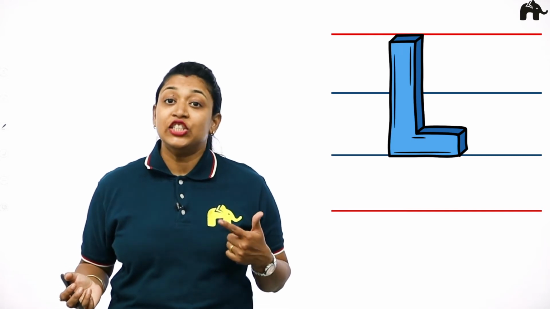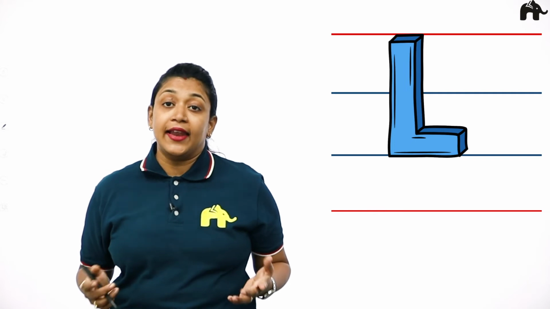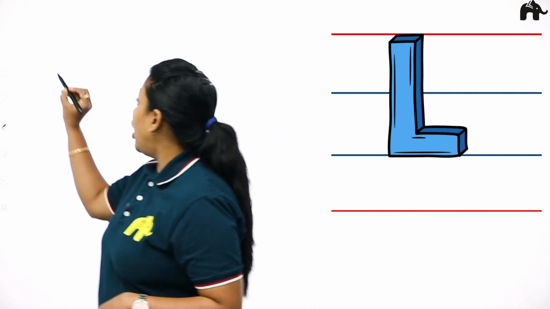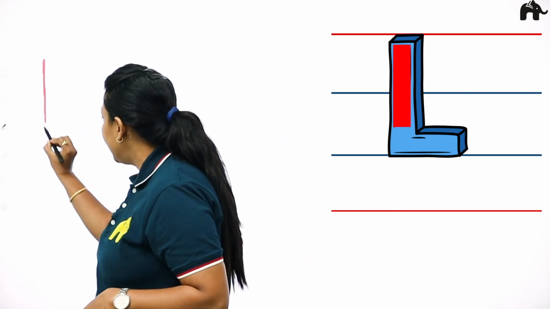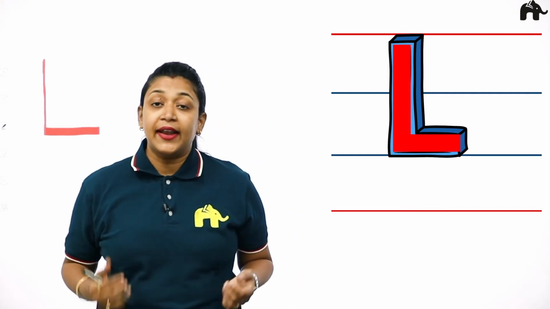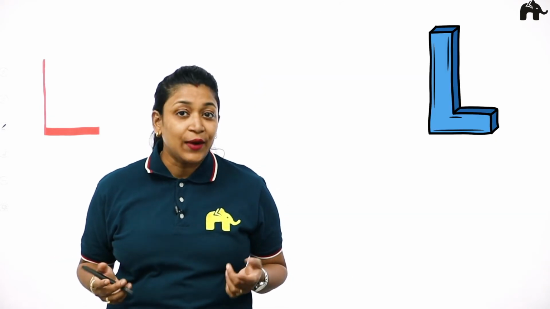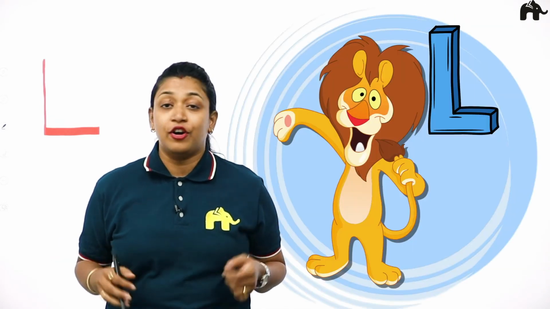Come to our next letter. Letter L. Yes, I, J, K, L. Ab hum likhenge letter L. So, draw a standing line and a sleeping line. This is our alphabet L and the sound is L. What is the sound? L. L for lion.